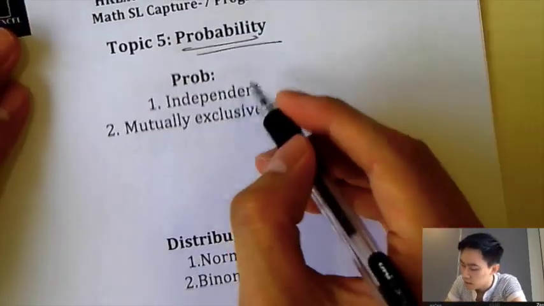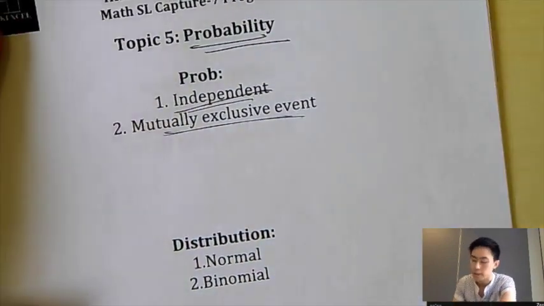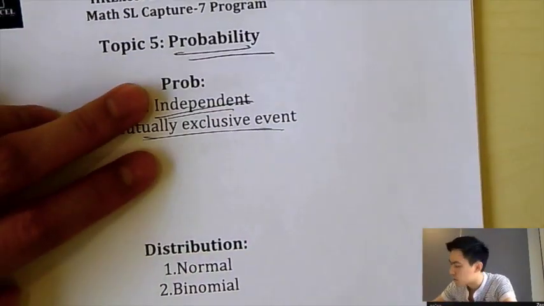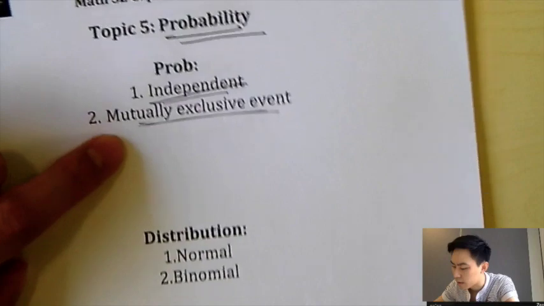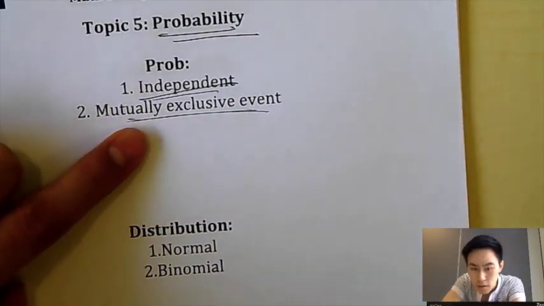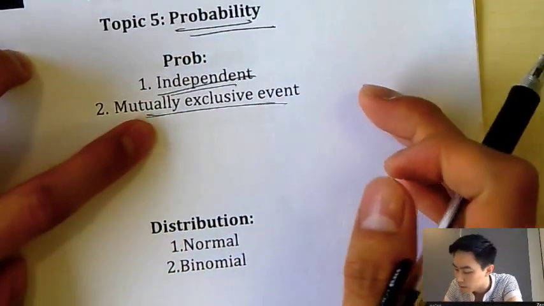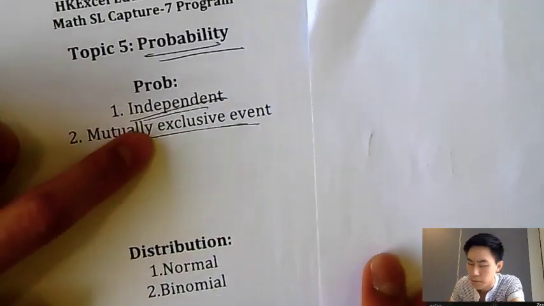So for probability, you must know 2 types of events: independent events and mutually exclusive events. Many students mess up these 2 concepts. They cannot see the difference between independent and mutually exclusive events. So right now you will understand that, I'll explain it right away.